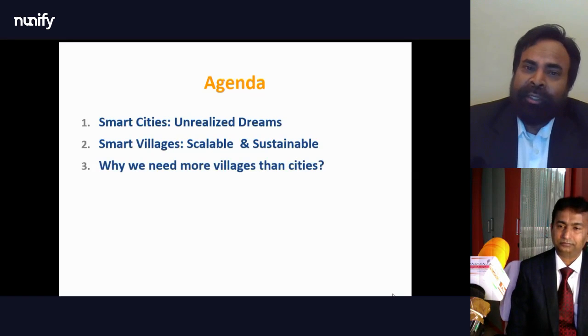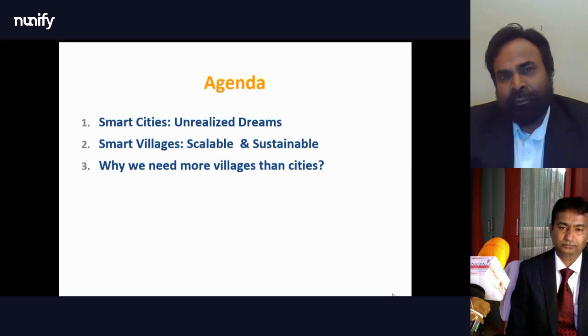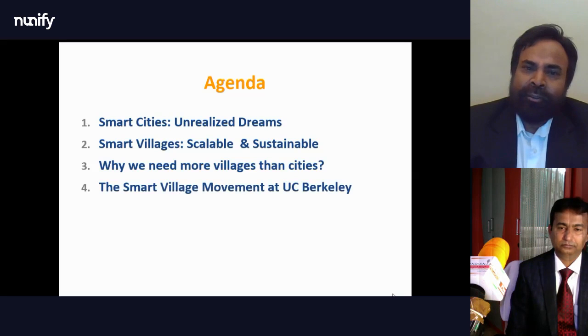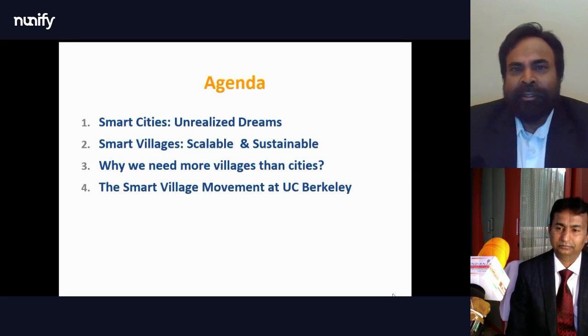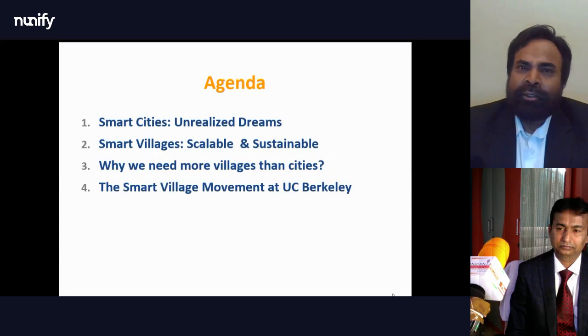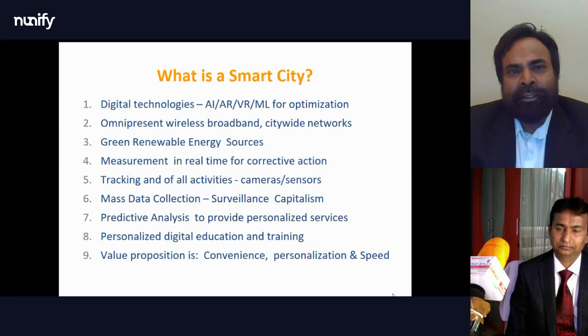And also why we need more villages than cities in the world, and why they are greener, and why they are much more productive and also much more fulfilling for human aspirations. I'll also want to talk to you about our Smart Village movement at UC Berkeley, where I'm working with about 40 different companies in the Silicon Valley to bring technologies to the rural parts of India to empower people. And those are the areas.